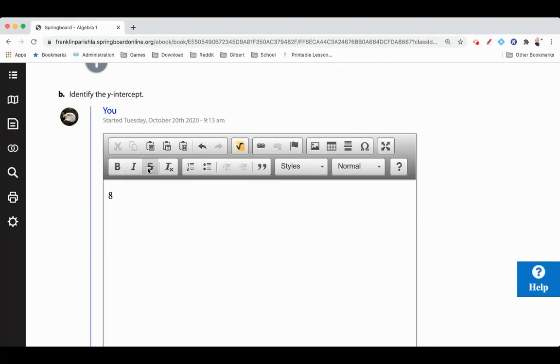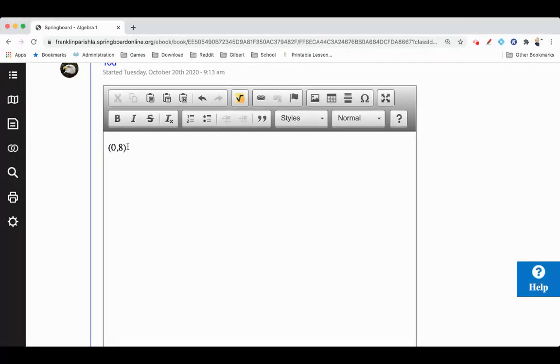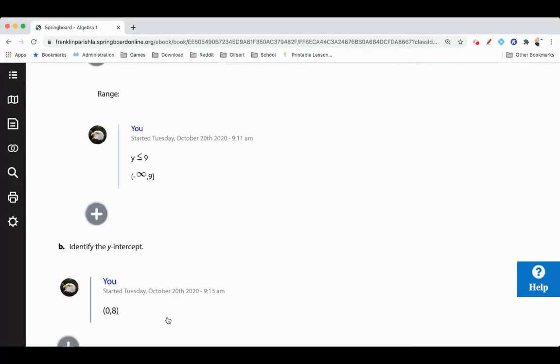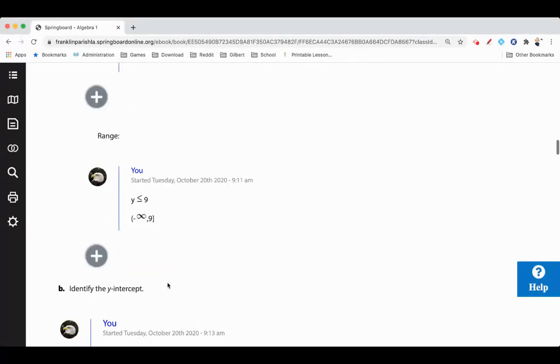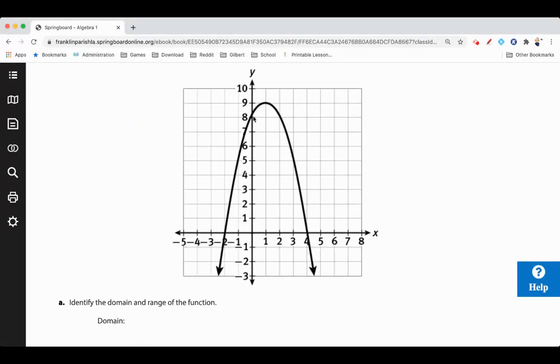Again, remember, there are several ways to write the same thing. We can put it in an ordered pair, because that is the definition. When x is 0, y is 8. I think we're going to stick with writing it like this right now to make sure that you remember that it's a point on this graph. That's the point that is the y-intercept, (0, 8).